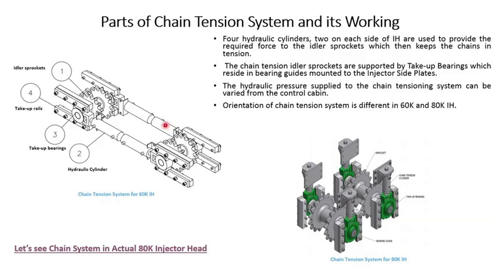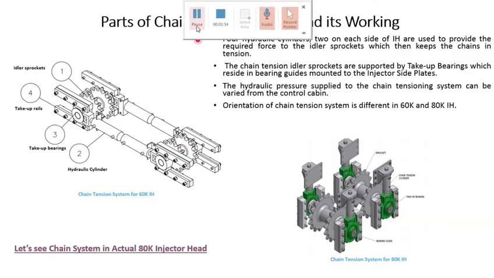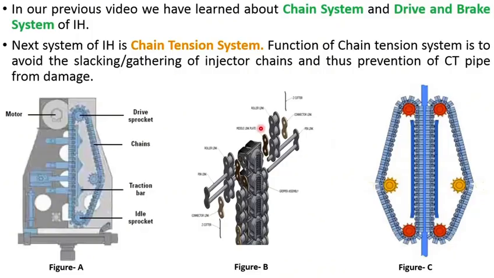Two sets of hydraulic cylinders on each side of the injector head provide the required hydraulic force to these sprockets and thus keep these sprockets in tension, and then ultimately these sprockets keep the chain in tension. We can also see this from this diagram that the hydraulic cylinders are used to push this sprocket, and thus this sprocket pushes this chain and keeps it in a straight or tight position.